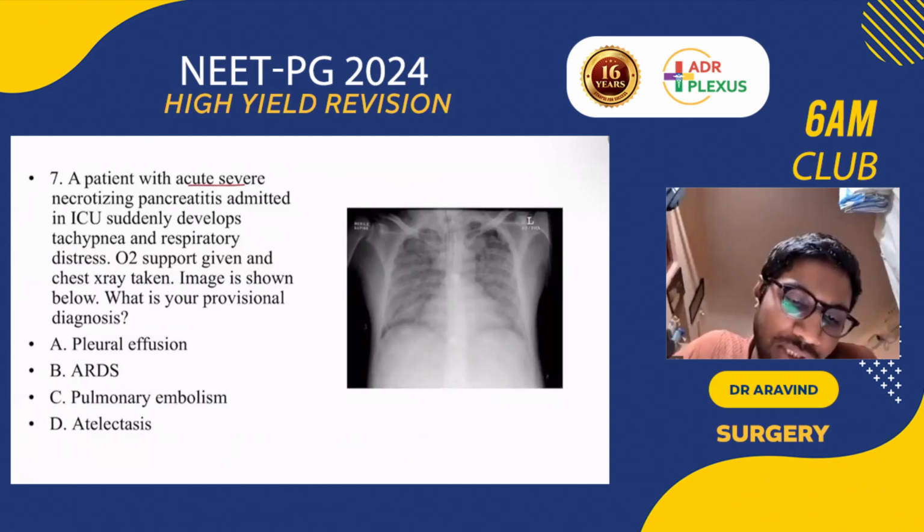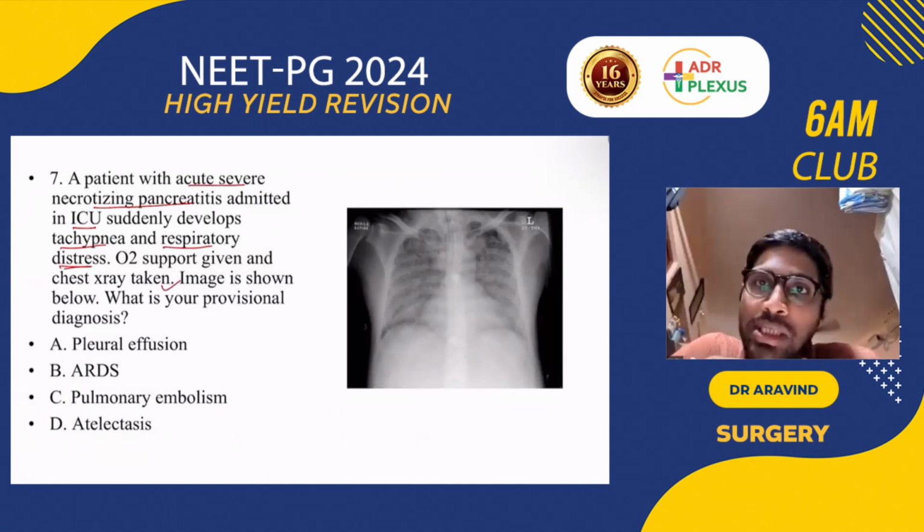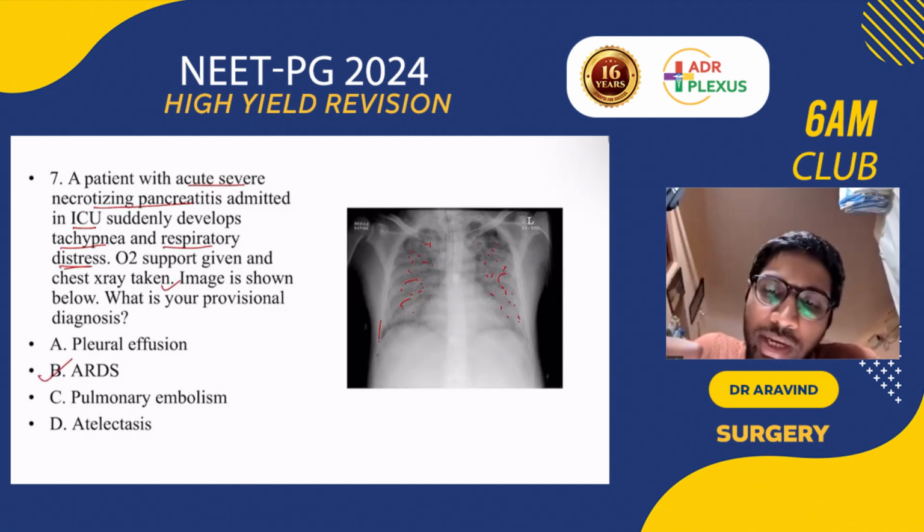Next, this is a case of pancreatitis. Acute severe necrotizing pancreatitis suddenly develops tachypnea and respiratory distress. O2 support is given and you perform a chest X-ray. What is your provisional diagnosis from this? This is acute respiratory distress syndrome, because dense, intense inflammatory infiltrate is present in both lungs. Pleural effusion will be obliterating from the cardiophrenic angle and there will be a collection like this.